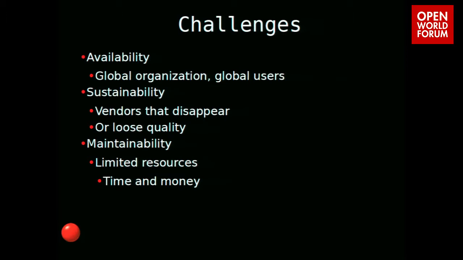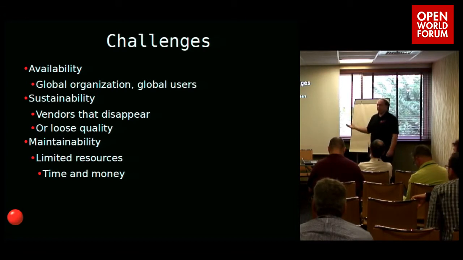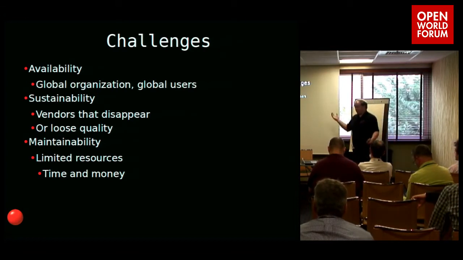The big challenges that we looked at, for example, we really needed to look at availability. We have people all over the world working at every part of the project. We really need 24/7. We have committers in the US, in Europe, in Japan. It can't be down, obviously, like most others.